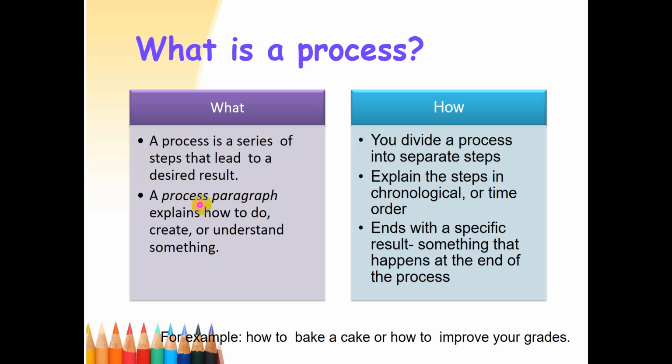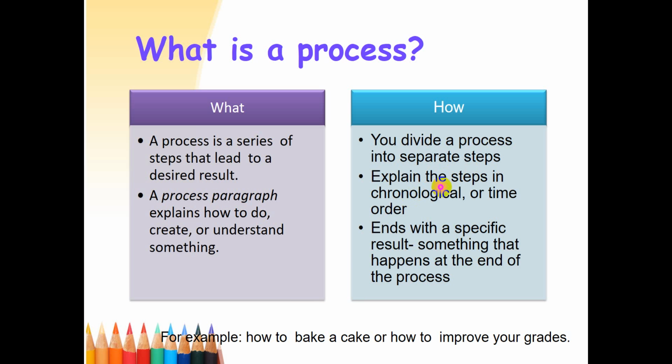Then we have to explain the process, about how to do something, create something, or how to understand something. How do we explain this process in the paragraph? First, we have to divide one process into separate steps. For example, the process of baking a cake into separate steps, starting from preparing the ingredients until you bake the cake in the oven and you get the result.